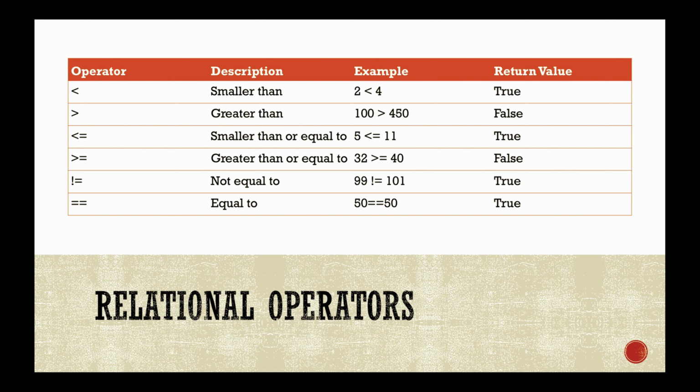Many people often get confused between the double equal sign and the single equal sign operators. Always remember that the single equal sign is an assignment operator and is used to assign a value to a variable. On the other hand, the double equal sign is an equality operator and is used to test whether two values are equal or not.